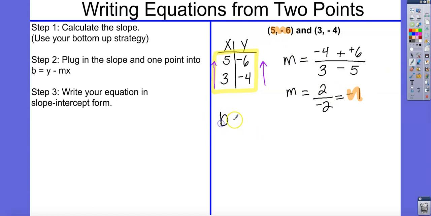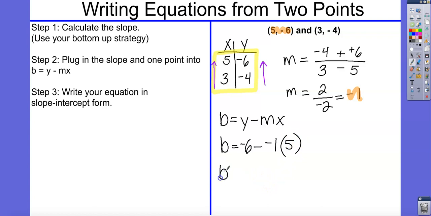So the equation, or the shortcut for that, is b equals y minus mx. Okay, so we're solving for b, the y-intercept. So I'm going to leave b equals, because I don't know what b is yet. I'm going to plug in the y value from this point, right here. So -6 minus m is the slope, so I'm going to plug in the slope that we just solved, -1, parentheses, now I'm going to plug in the x value from the same point, so 5.